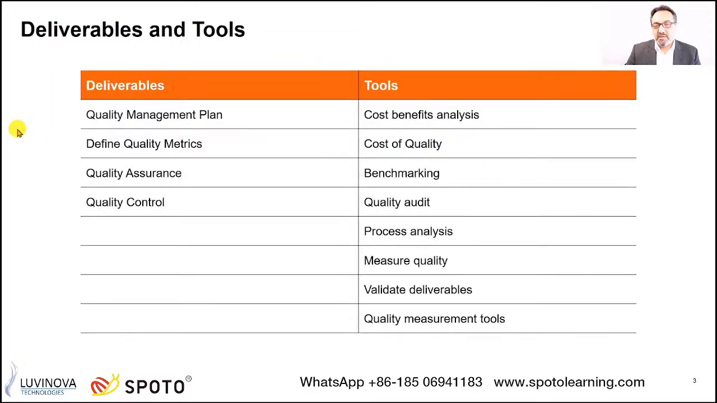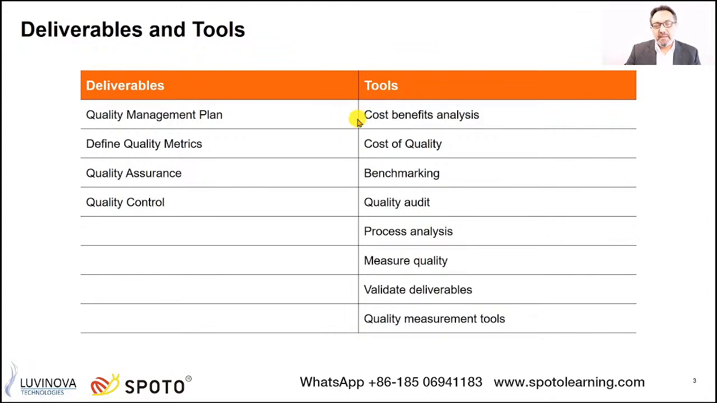Let's have a look at the list of some deliverables and tools we are going to touch on in this topic. Of course, your quality management plan, same as all knowledge areas. Always we start with planning for that knowledge area. And always remember, plan only answers how. How you are going to handle the quality, how you are going to inspect, how you are going to do your audits, and so on. Define some quality metrics for your project. We'll cover that. Quality assurance and quality control, so famous terms in quality. Some tools are very interesting too, we are going to touch on them.